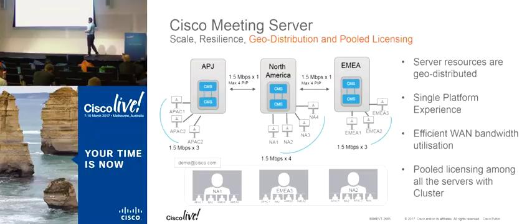So let's look at geo-distribution and pooled licensing. For geo-distribution, we're just distributing the servers across multiple continents or regions. What it intelligently does, though, is because the databases are clustered, when a video endpoint joins, for example, in APJ and other video endpoints join in North America, it sets up an intelligent cascade between the two locations.